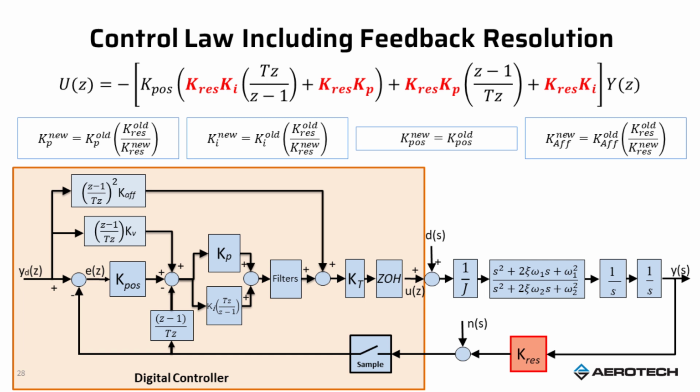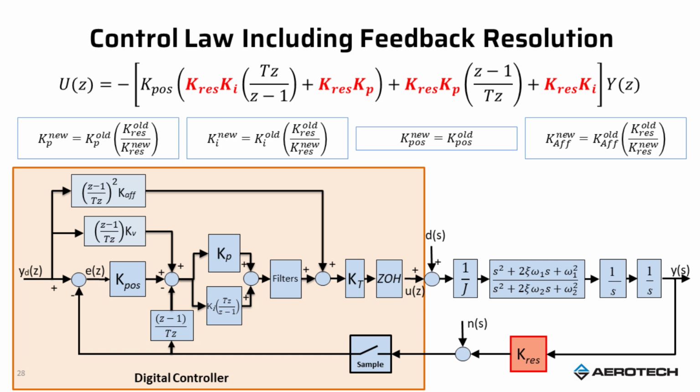Now let's consider the resolution change. If I look at the resolution change of the system, I'll include this block KRes, the red one, which is my counts per degree. And there's also some sensor noise that gets added in, N of S, right? I talked about Q squared over 12 as the amount of power in that quantization problem. And then I sample that value and bring it back in.